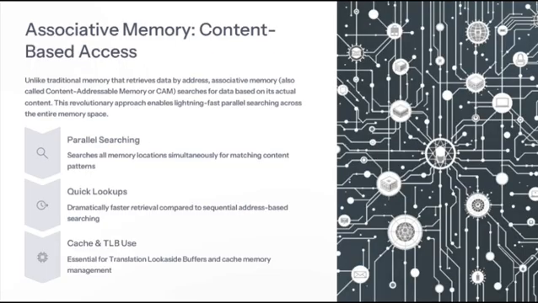The next slide is associative memory, the content-based access. Next we have associative memory, also known as content addressable memory, or CAM. Unlike normal memory that looks up data by address, the CAM finds the data by its actual content. It allows parallel searching, so it checks all the locations at once for a match. It's widely used in cache management and translation lookaside buffers, making the lookups much faster.